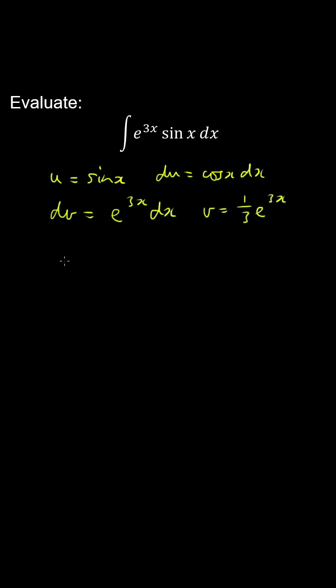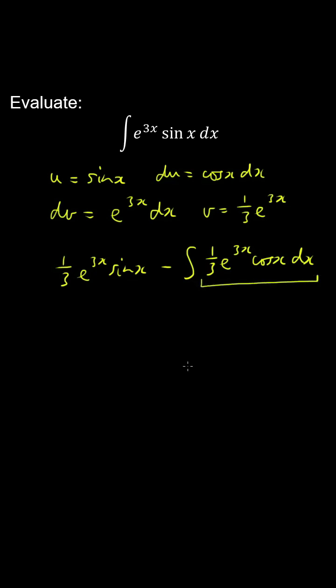We multiply u by v, so it'll be 1/3 e to the 3x sine x minus the integral of v du. Now we can apply integration by parts again in a similar way to evaluate this integral, and then the integral will be in the form of e to the 3x sine x. Then we set this result equal to the original integral and solve for this integral to obtain the final answer. So post your answer in the comments.